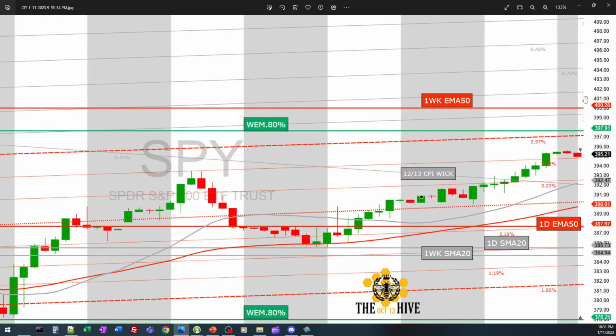If you want to hear your levels: 1 week EMA 50, weekly expected move. 80% of the time, there's a 20% too. 80% of the time, price falls within the upper range of the weekly expected move, 397.91, right? And then the low of the weekly expected move is 378.25. Okay, that's it.